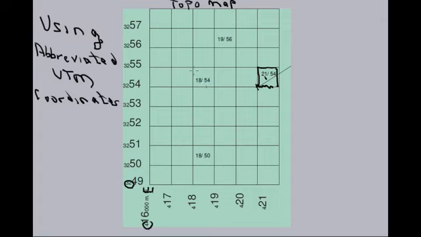If you were in this square, your address would be 18 by 54. And so each of these 1 kilometer squares is identified by its southwest corner. But identifying yourself within a 1 kilometer square is usually not accurate enough. You usually want to identify about where in that square you are.